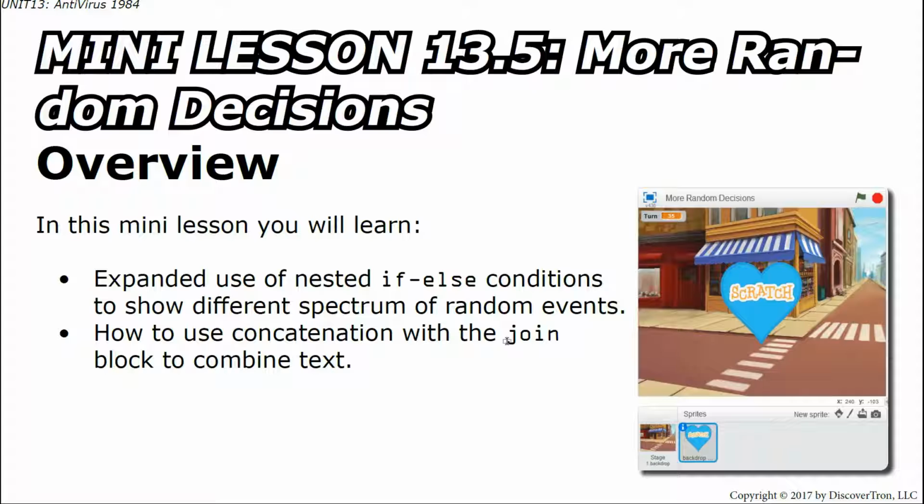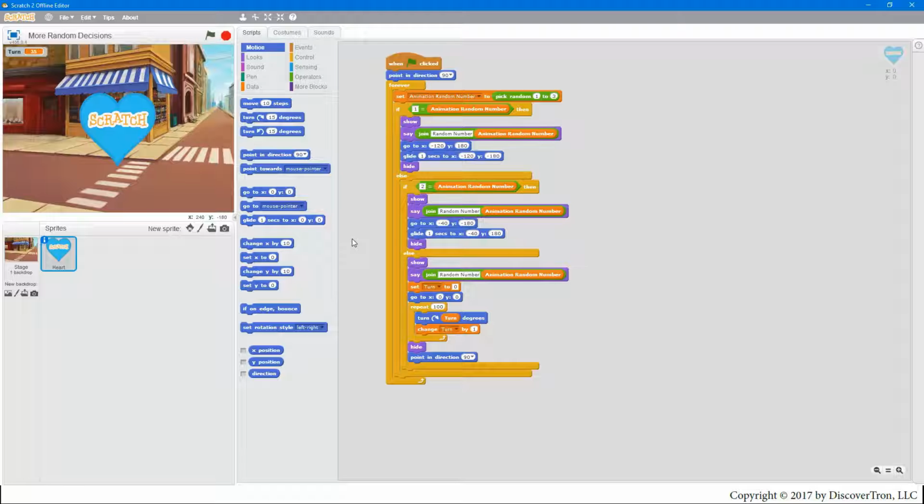It's a pretty complex affair the first time I saw something using the join block, or concatenation. It kind of baffles your mind, but if you think about it, it'll be pretty simple, because what we're going to say with concatenation is we're going to join words together with variable information. Okay, let's go look at the Scratch program.